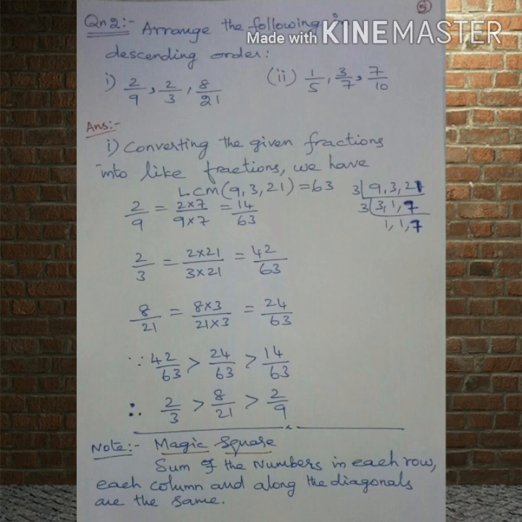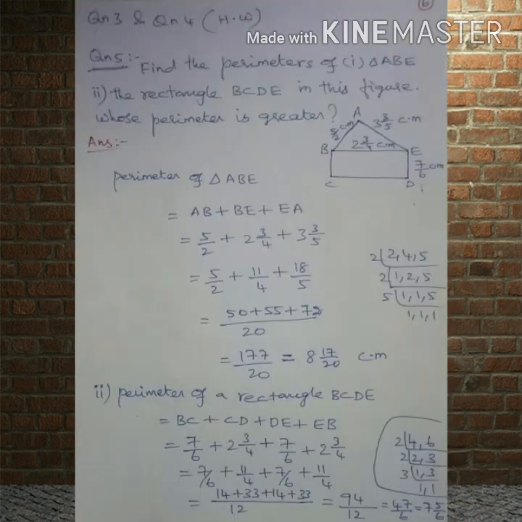Next, magic square. Suppose you have one square. You have to check whether the square is magic or not. If the sums of the numbers in each row, each column, and along the diagonals are the same, we conclude that the square is a magic square. Using the magic square definition, you can solve question number 3. Question number 4 is also homework.